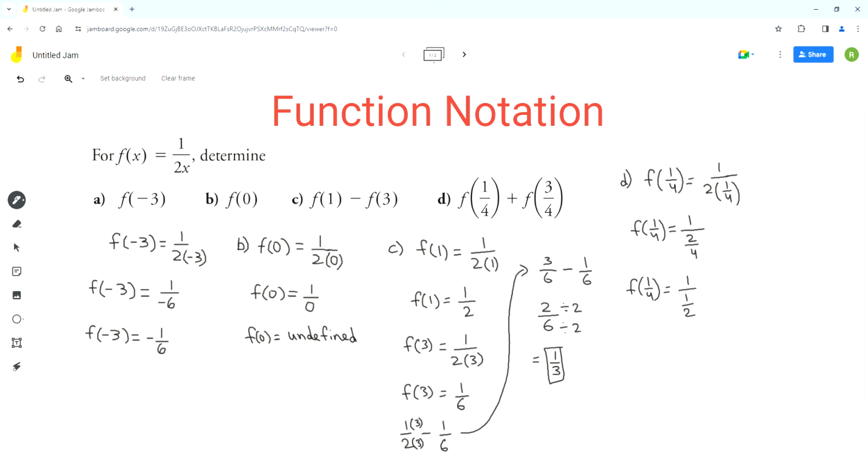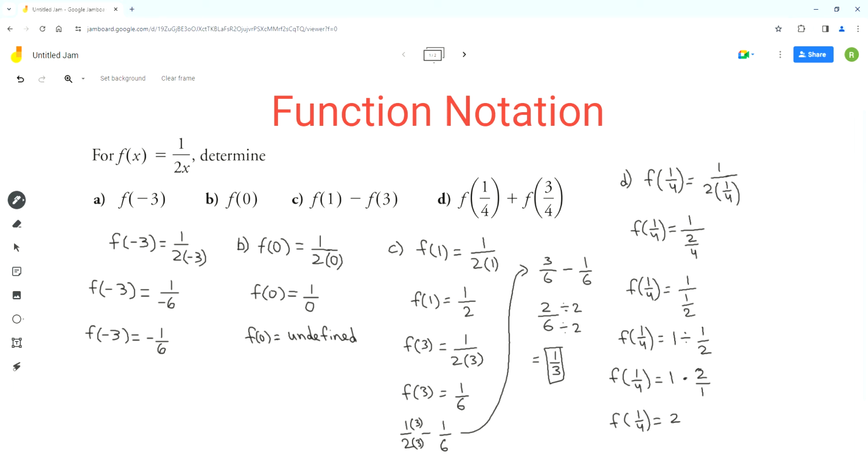Now we can simplify this by changing it into a division statement. 1 divided by 1 over 2. And now we can write it as a multiplication statement. So we can change the division statement into a multiplication statement by flipping the fraction written after the division sign. So now we get 1 times 2 over 1, which is equal to just 2, because multiplication and division by 1 doesn't change the term.